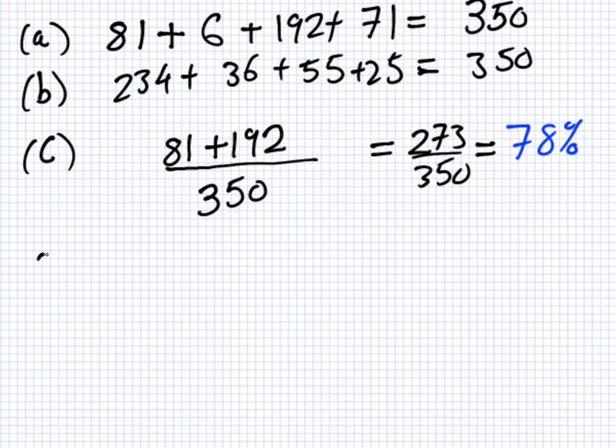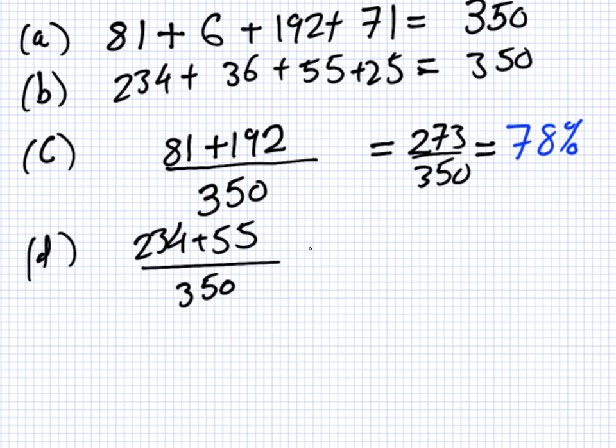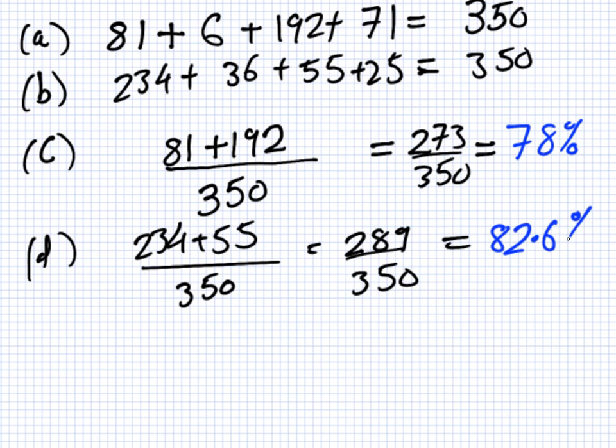Okay. Right, D. What is the probability of being successfully treated with treatment B? On the top would be 234 plus 55, which is 289. What's that, please? 82.6%.